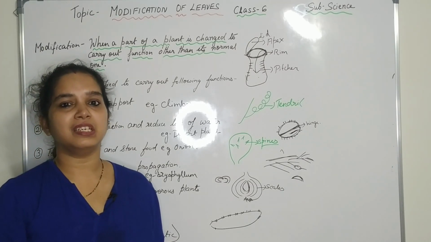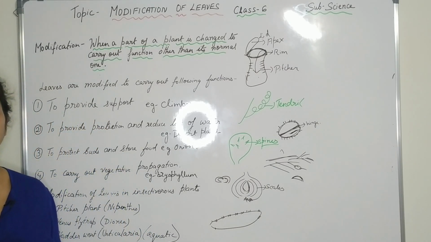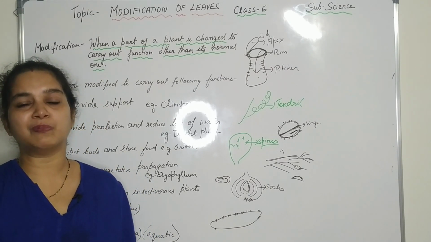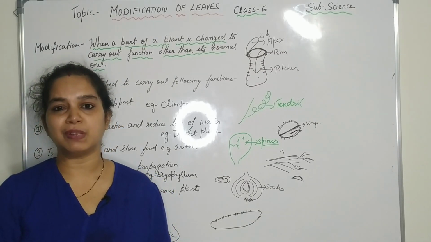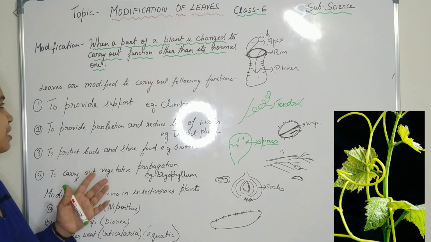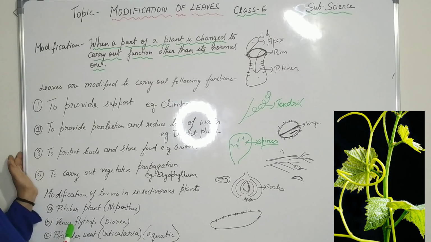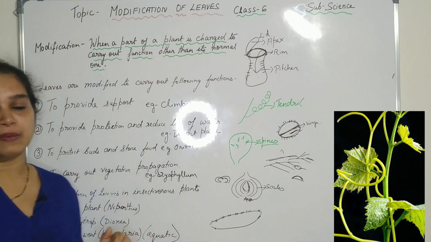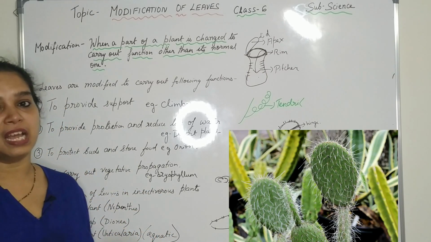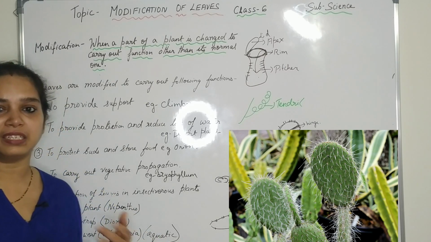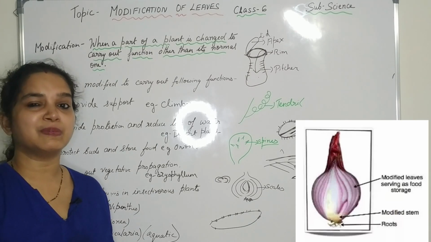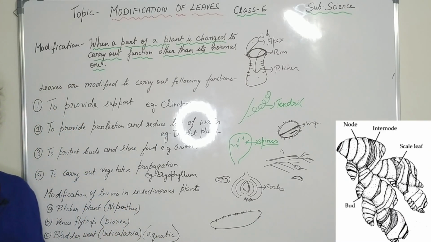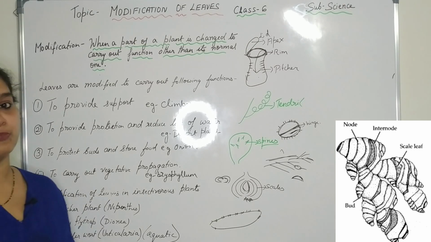So today we studied the modification of leaves. Other than performing their own function, leaves perform other functions that provide extra care to the plants. The modifications of the leaf are to provide support, for example in climbers, to provide protection and reduce loss of water, as seen in desert plants like the cactus, and also as scaly structures that protect the bud, as seen in onion and ginger.